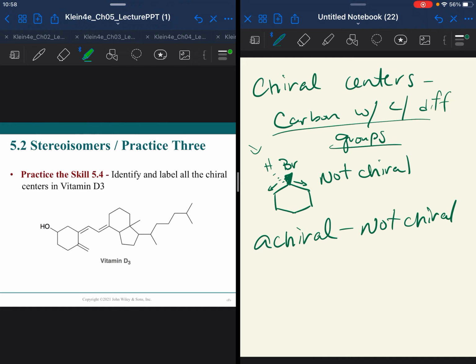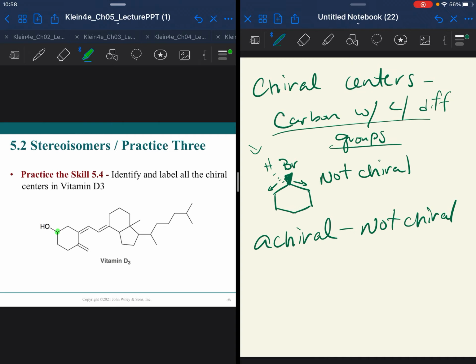So going around this ring, we have one here, because going left and right around that ring are not going to be identical. None of your carbons in double bonds will be a chiral center themselves, because you can't have 4 different things if you have a double bond. So that's the only one in that ring.